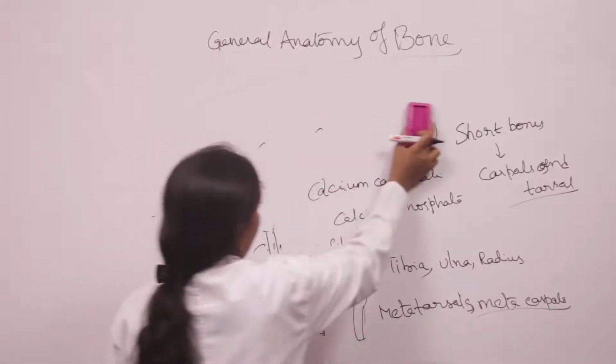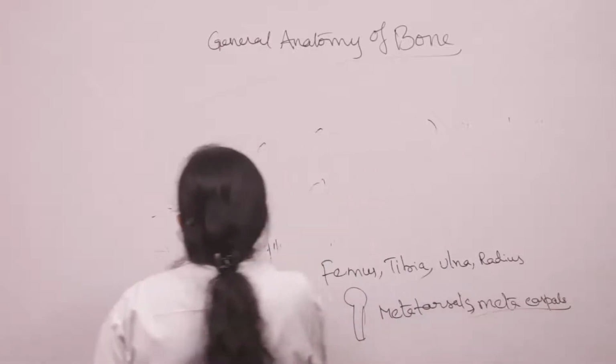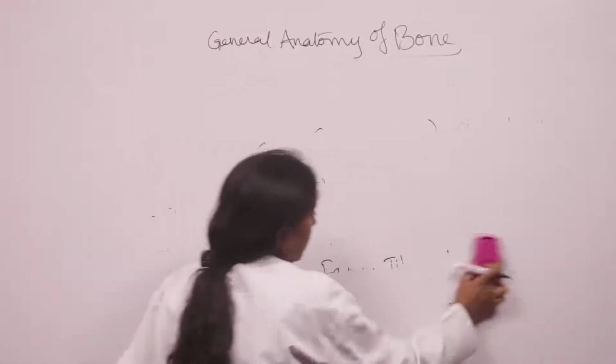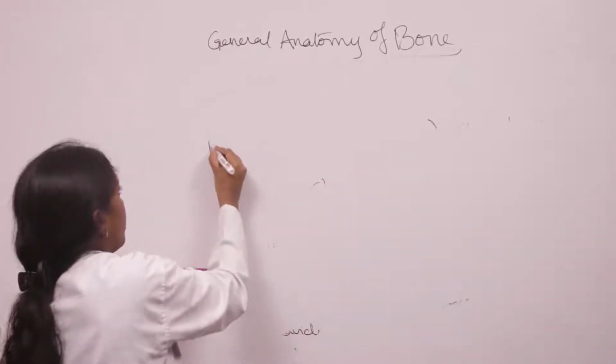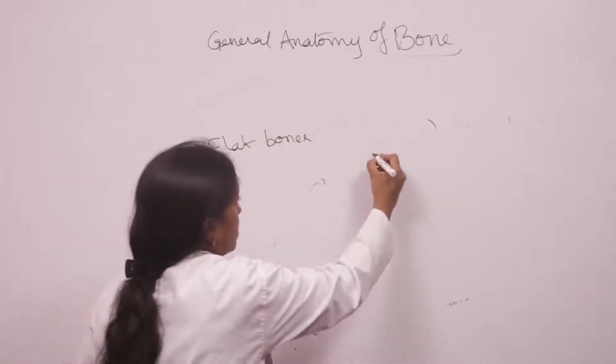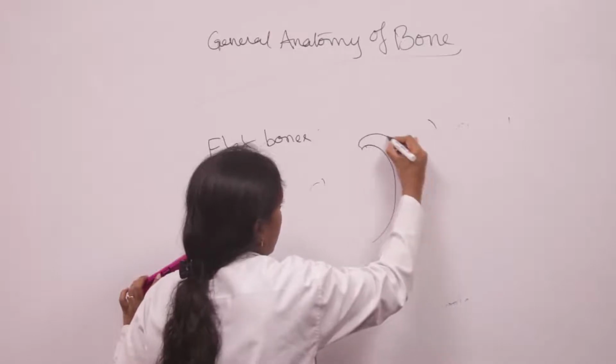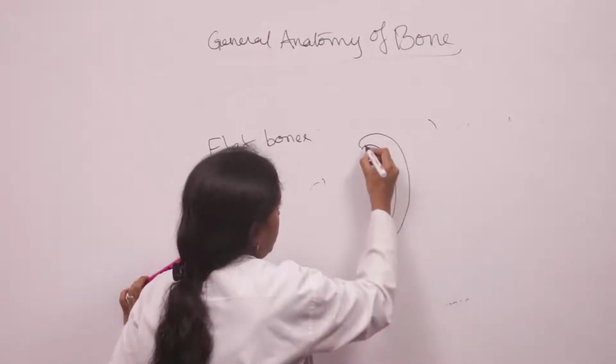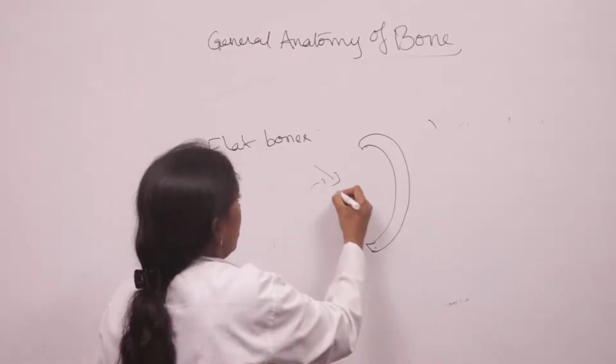And coming to the flat bones. They are thin plate-like structures. Examples are the ribs.